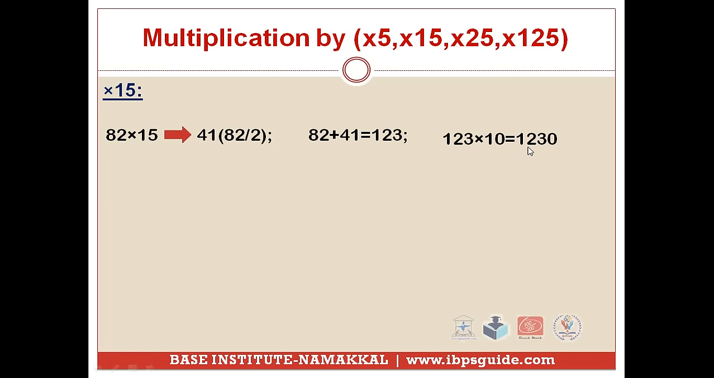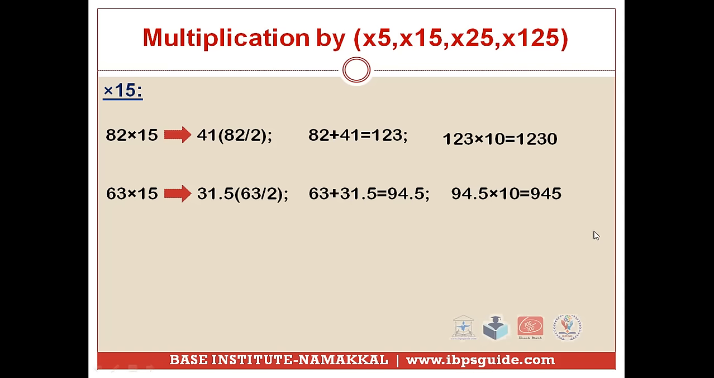Likewise, we can also use this method for odd numbers. If you are multiplying 63 with 15, first we have to divide the number by 2. We get 31.5, and then adding the numbers 63 and 31.5, we get the resultant number 94.5. And then finally, we multiply the resultant number 94.5 by 10, and we get the answer 945.